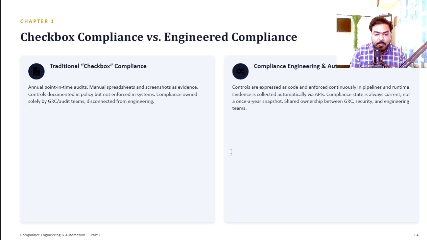On the right is compliance engineering. Controls are written as code, enforced automatically in your pipelines and at runtime. Evidence is pulled by API instead of screenshotted by hand. And compliance state is true right now, not just on the day the auditor shows up. That's the transformation we're building towards in this series.